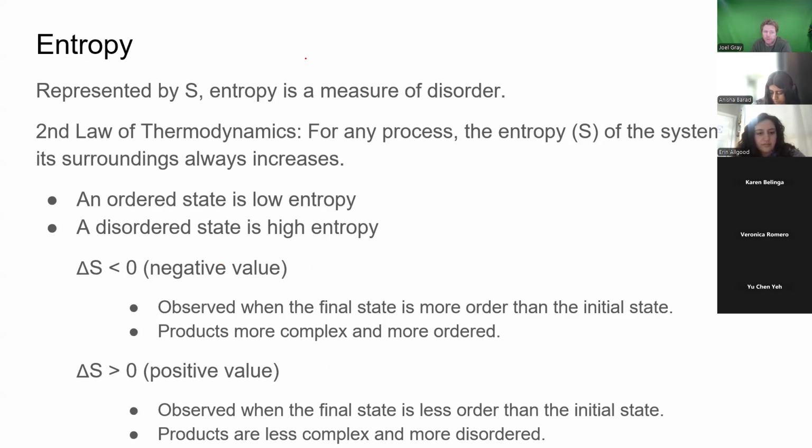Entropy, represented by S or delta S, is a measure of disorder. Now, the second law of thermodynamics says that for any process, the entropy of the system and its surroundings always increases. An ordered state is low entropy. A disordered state is considered high entropy.